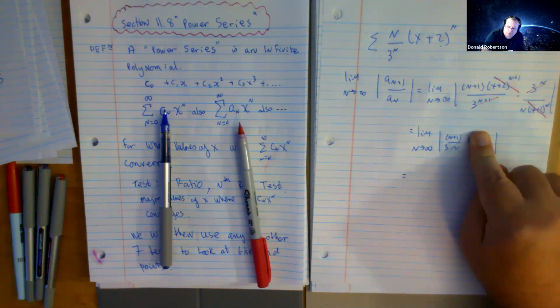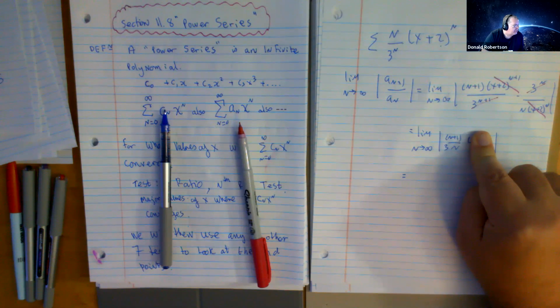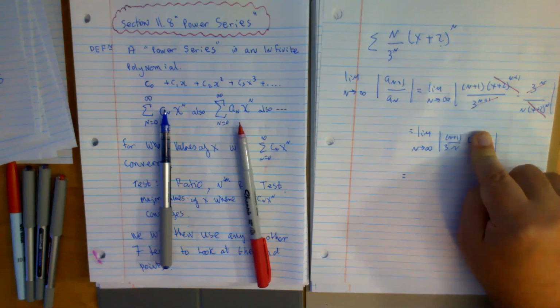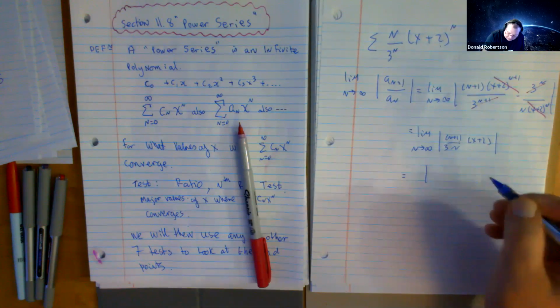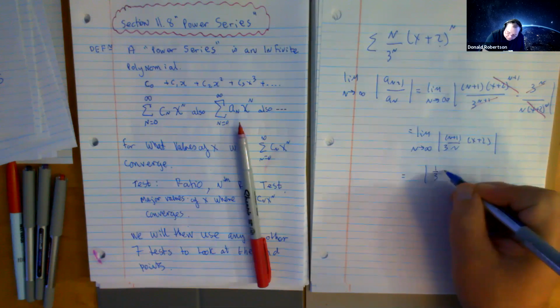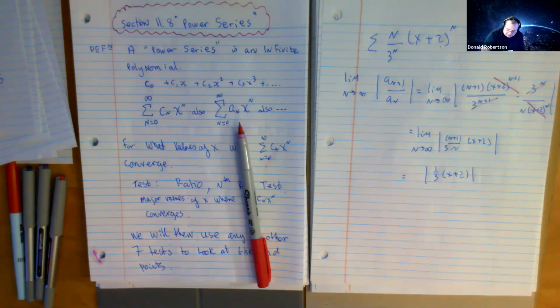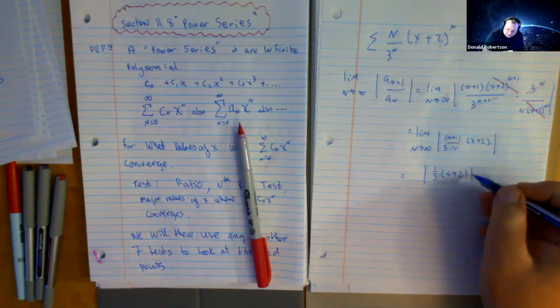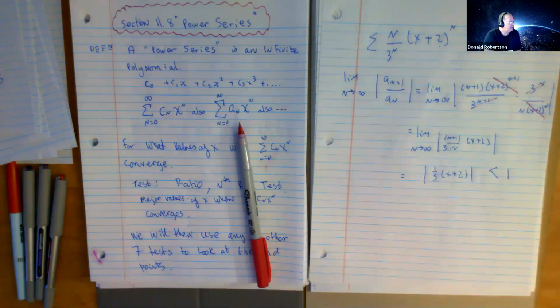Hopefully you do so many of these that it just becomes second nature for something like that. Would you agree that the limit is a third? L'Hopital or whatever method that you use, but it's a third. So we are going to get 1/3 (x plus 2). That's what we're getting. Now, that is only going to converge according to the ratio test if you make that less than 1.